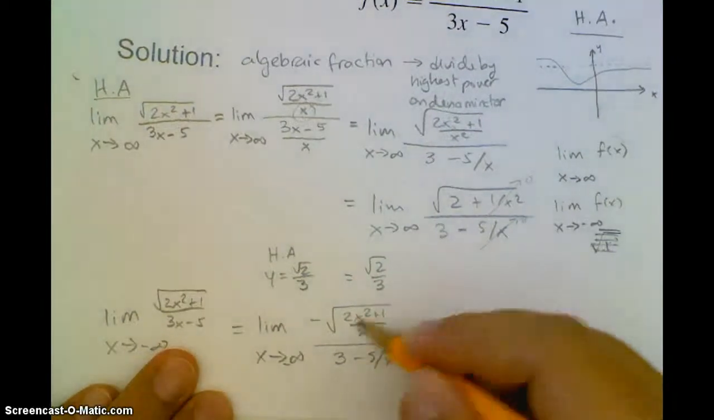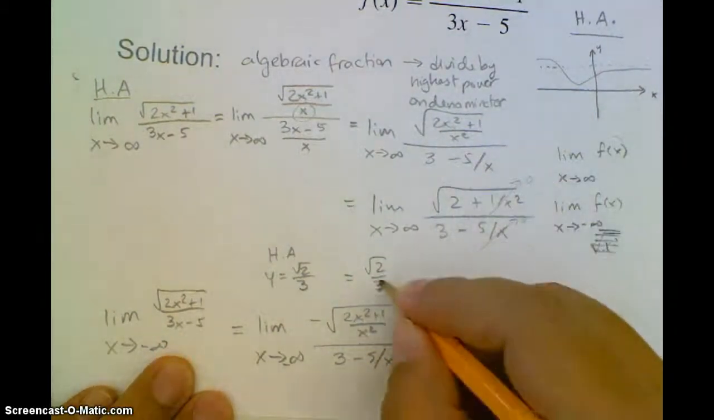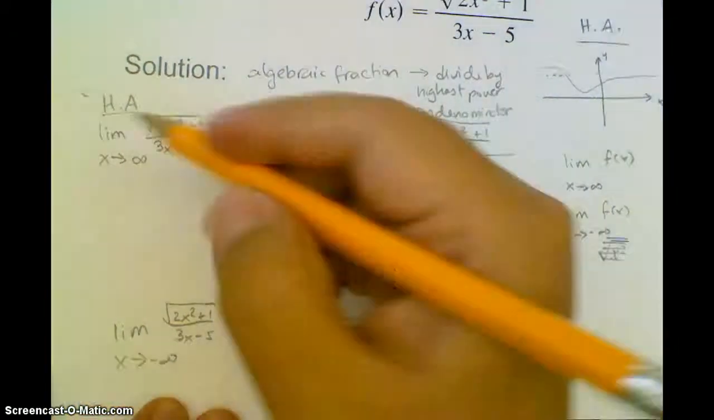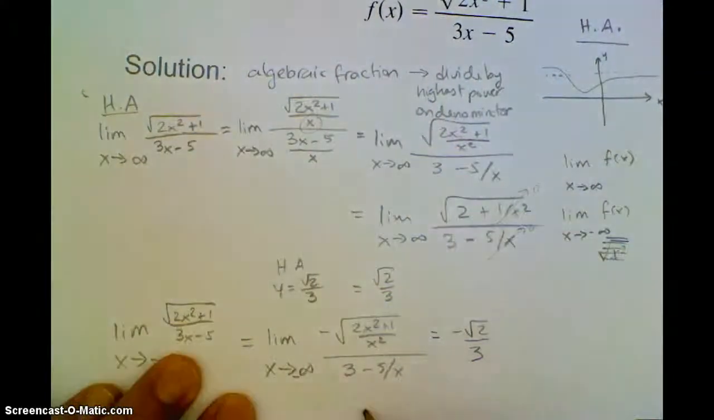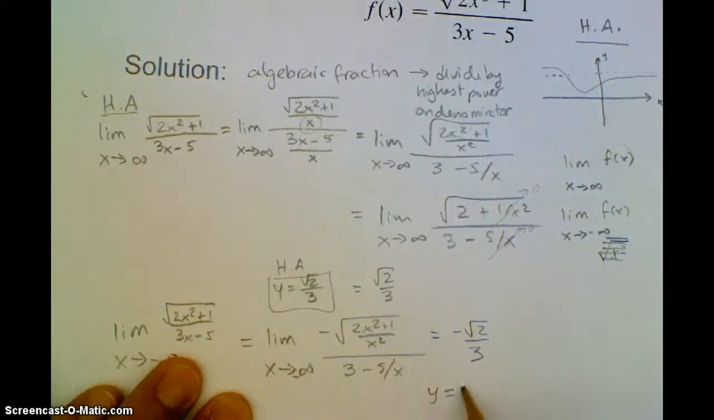So again, this limit is very similar to that one, but instead of having rad 2 over 3, it will be negative rad 2 over 3. And that's it. I have my two horizontal asymptotes. One is here, and the other one will be y equals negative square root of 2 over 3.